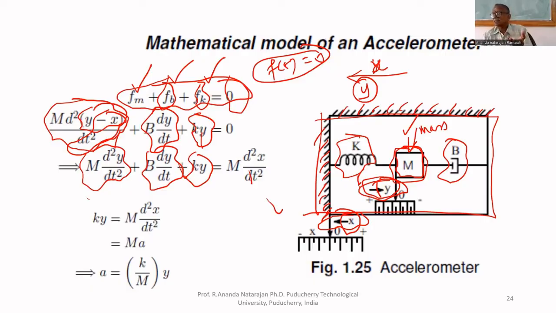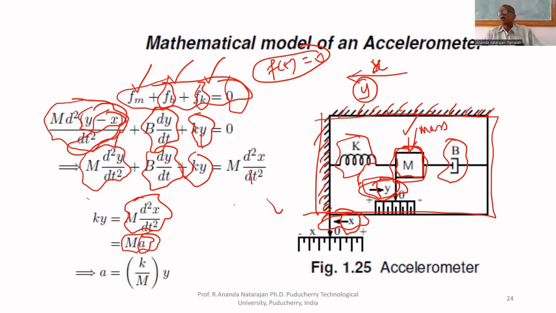We are going to find the acceleration of the car. Its displacement is x. So what is the acceleration of the car? d square x by dt square. Therefore, we are interested in d square x by dt square. We have to find the acceleration because it is an accelerometer. We have to measure the acceleration. So we can simply put ma. Here, m d square y by dt square plus b dy by dt plus ky equals m d square x by dt square.